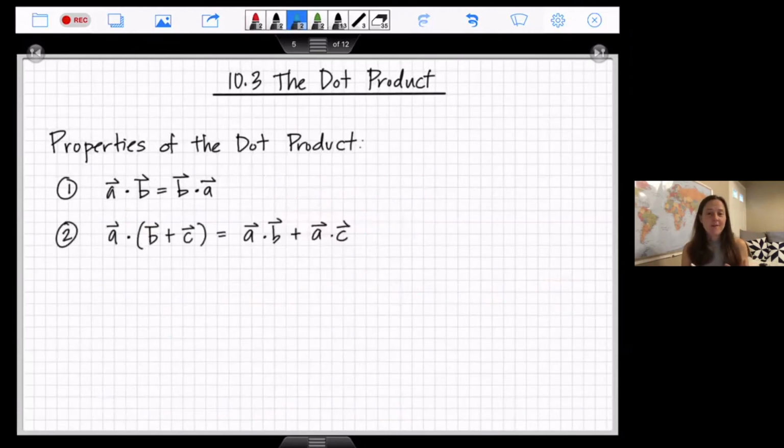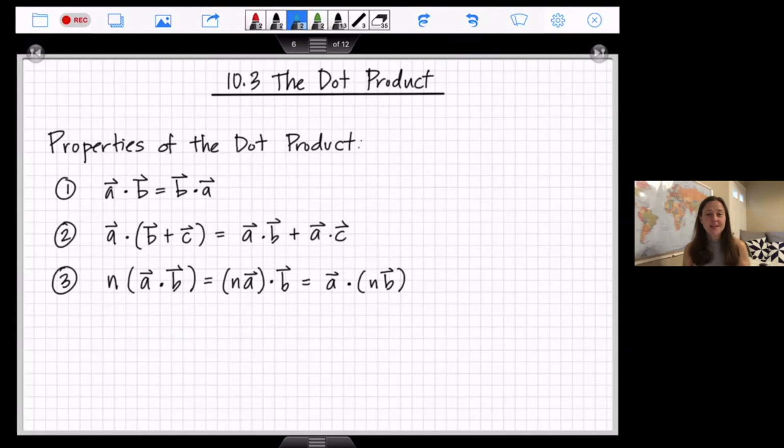Second property I find to be kind of reassuring, and that is that the dot product will distribute over vector addition. So this looks a whole lot like number multiplication, and the dot product is a kind of vector multiplication. So if you're doing A dot B plus C, you can distribute that A over the B and the C and then do the vector addition, and you get the same answer.